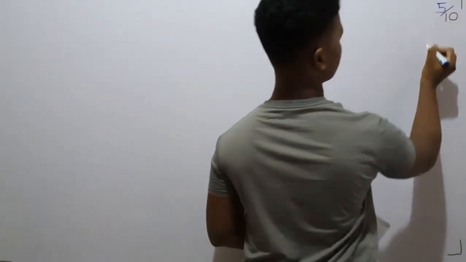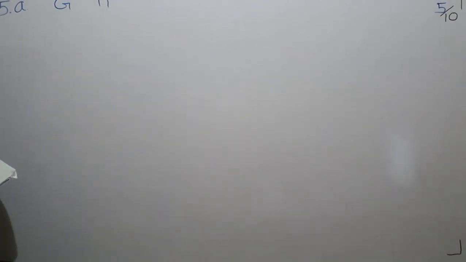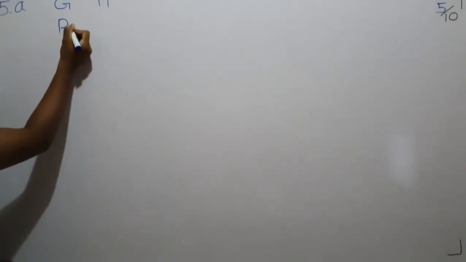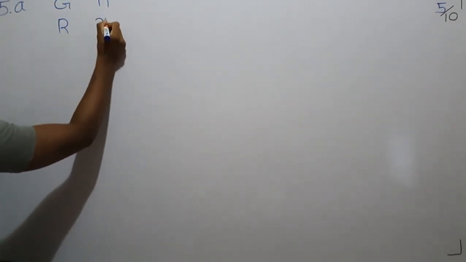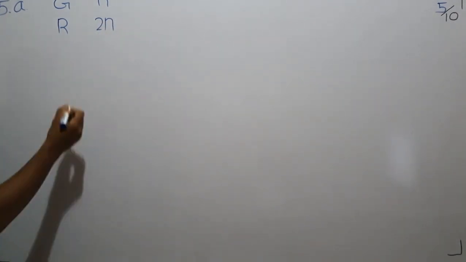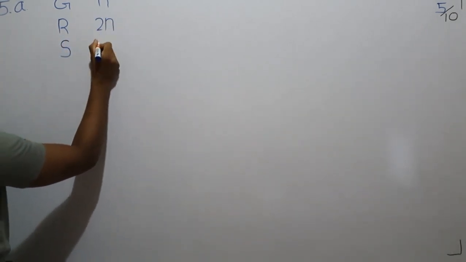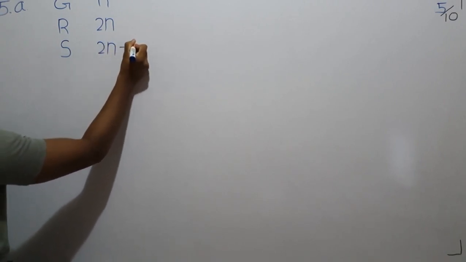Fifth question. Part A. Geeta has n number of stamps. Ravi has twice as many stamps as Geeta, so 2n. Sanjay has 7 fewer stamps than Ravi. Sanjay has 7 less than Ravi. So Sanjay has a total of 2n minus 7.